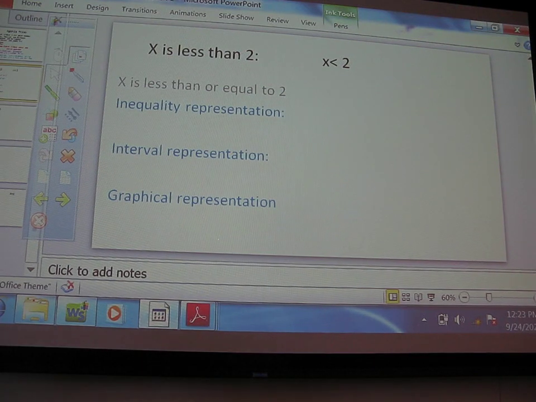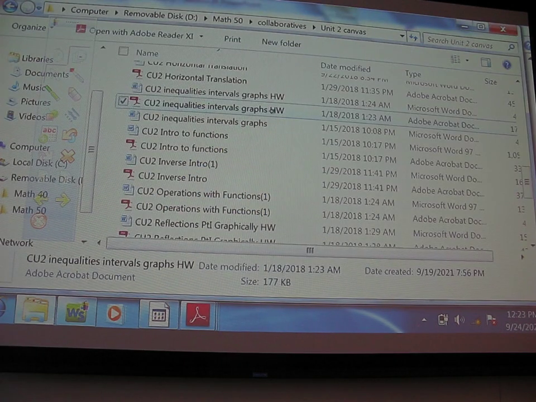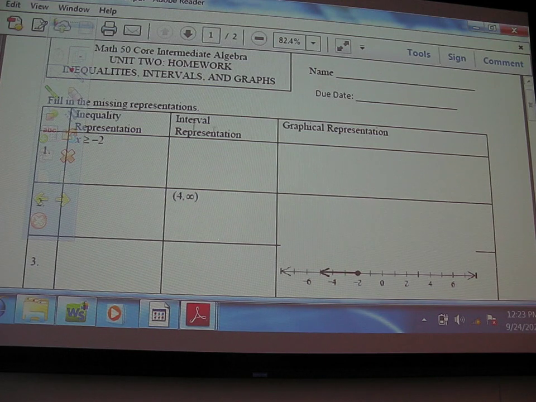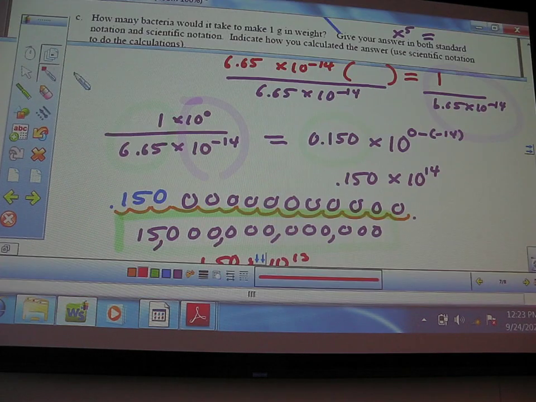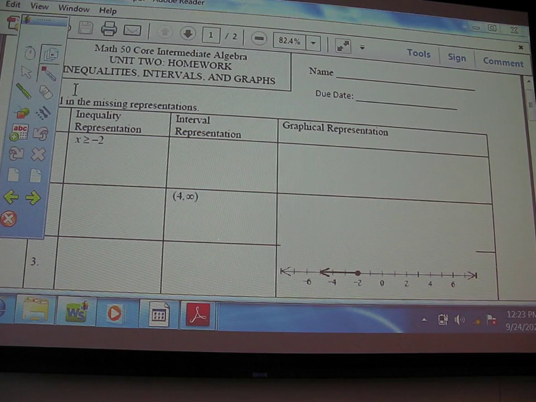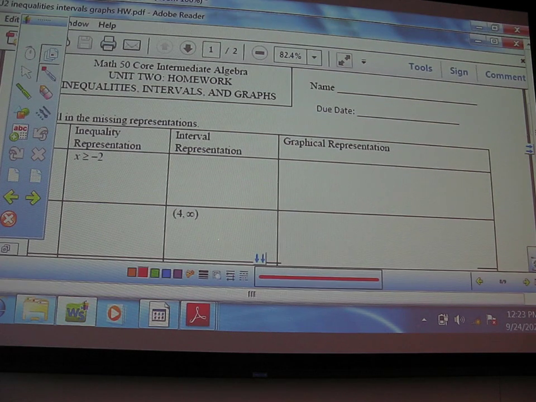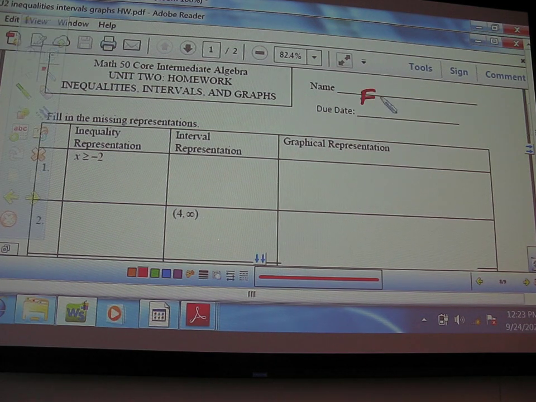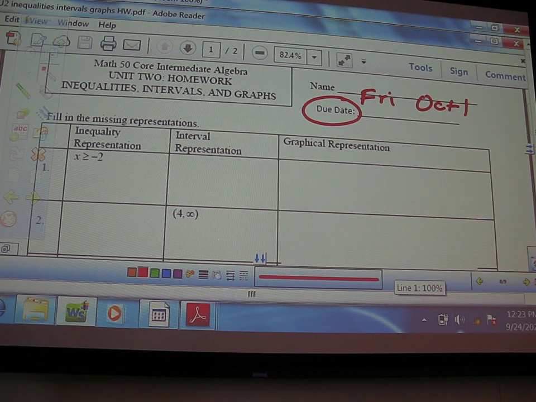So this is your homework, Unit 2 Inequalities homework. Let me pull up the... this is due a week from today. So today is Friday, so this would be due Friday, October 1st. Good? That's the due date. Write that in there, below your name.